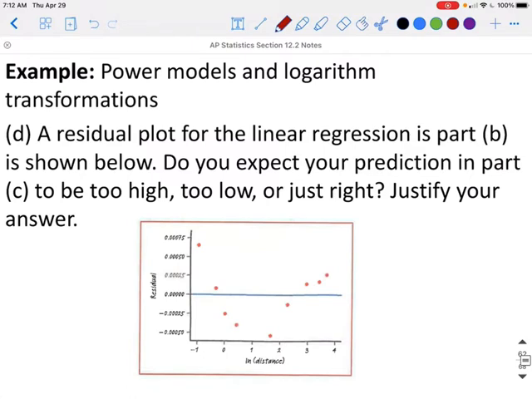A residual plot for the linear regression in Part B is shown below. Do you expect your prediction in Part C to be too high, too low, or just right, and justify your answer?